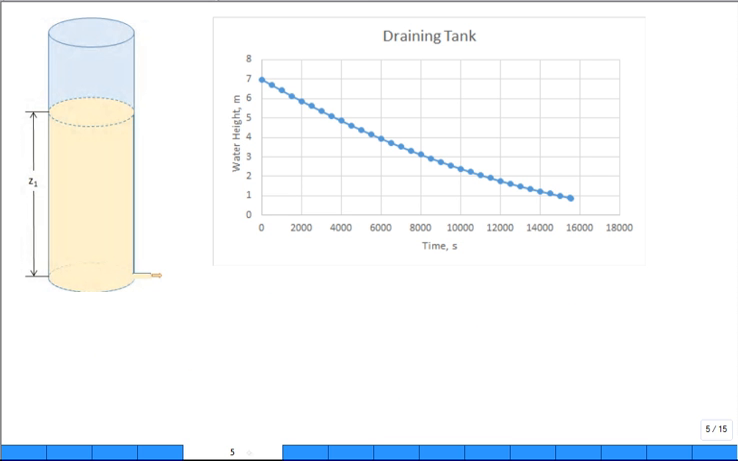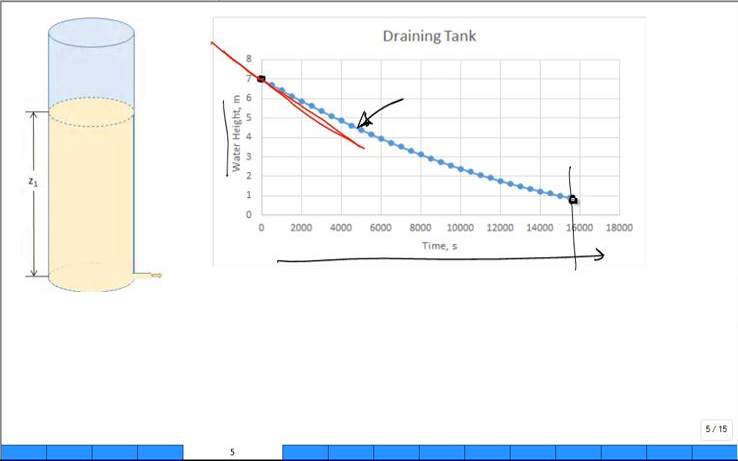Here's the analytic expression plotted for the water height as a function of time in seconds. You can see that it starts near 7 and it ends a little below 1. The time was calculated to be whatever I reported, just a little bit under 16,000 seconds. What about the slope here? What is that telling you? It's telling you the rate it's draining initially.